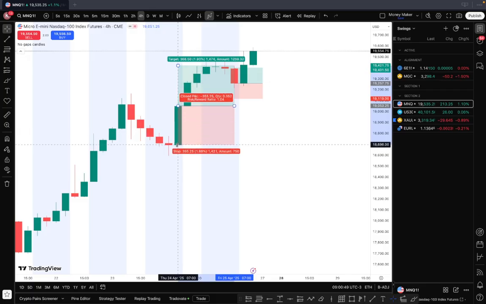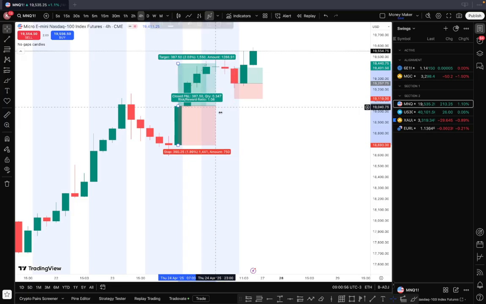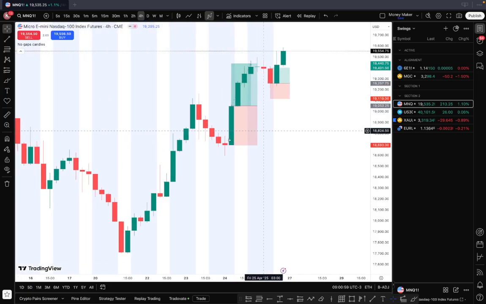Stop loss right here and take profits right there. And you can see that it played out as well, right? Now let's take it back further.